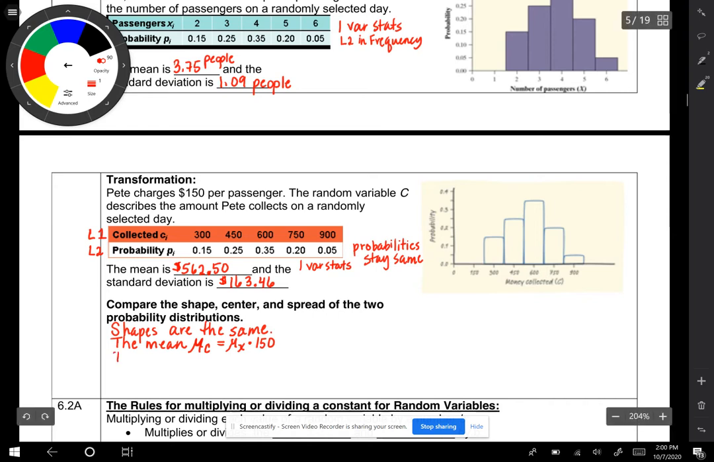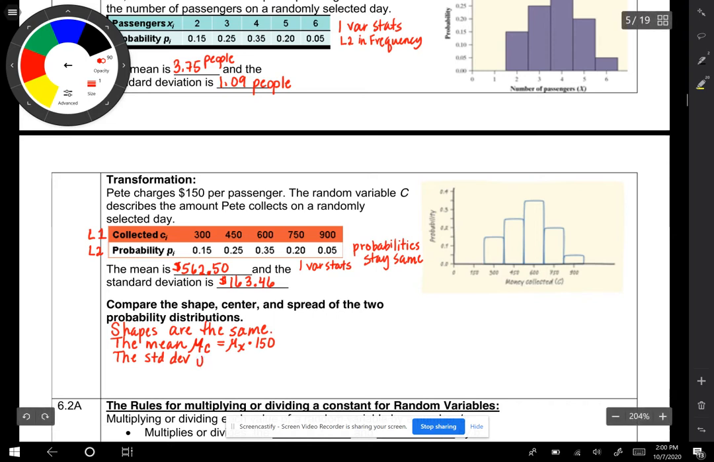For the standard deviation, I took the standard deviation of X, which is 1.09, and I multiplied it by 150 to see if I would get $163.46. And I got $163.50, I believe. But that's close enough because remember, we rounded the 1.09 standard deviation when we're using our calculator. So that's a rounding error, so it's close enough.